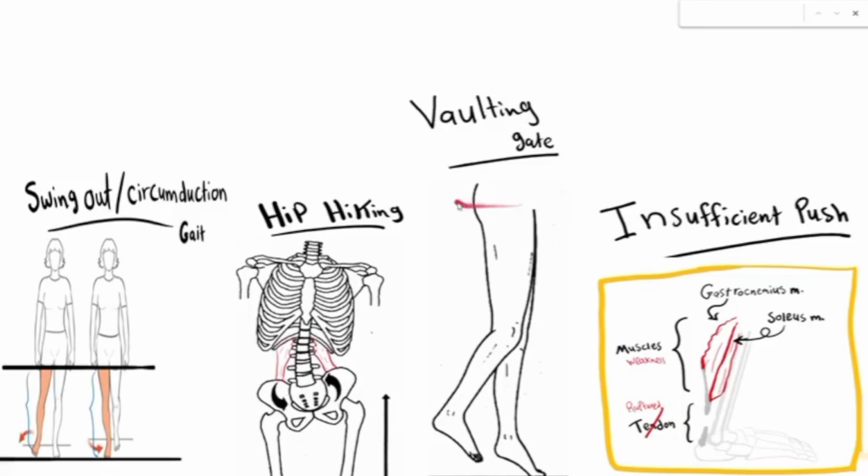So just a quick recap of the abnormal gaits that I talked about. The swinging out or circumduction gait is caused by weakness in the hip flexors. We have the hip hiking, which is weakness in the knee flexion. The vaulting gait, which is weakness in the extensors of the hip. And the insufficient push-off, caused by, for example, weakness in the muscles or rupture of the Achilles tendon for whatever reason.